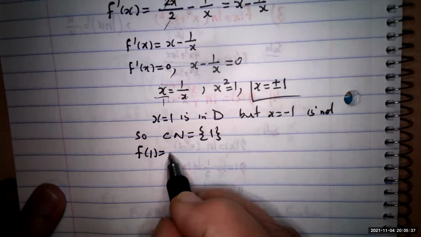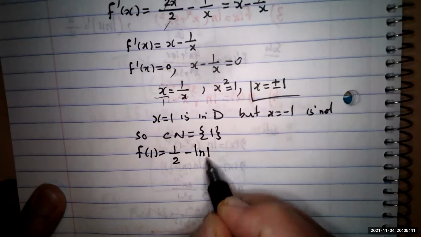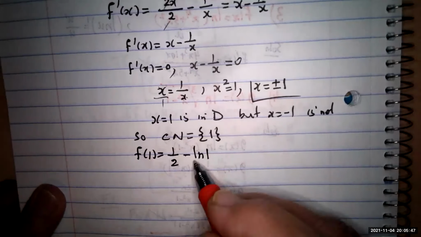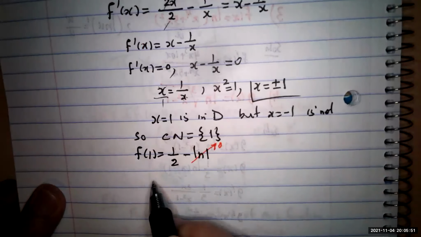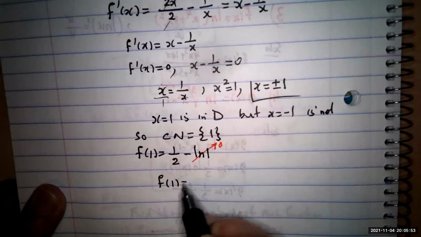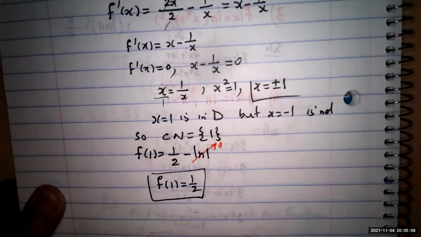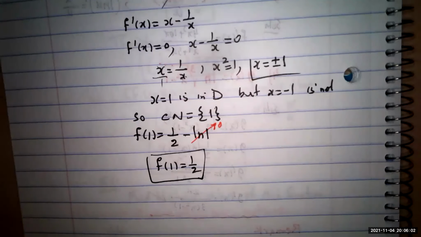Replace the x by 1. That gives you 1 over 2 minus ln 1, and ln 1 is 0. You can check it with your calculator if you don't believe it. So f of 1 is equal to one half. This is the candidate. Is it a maximum? Is it a minimum? You have to test it.